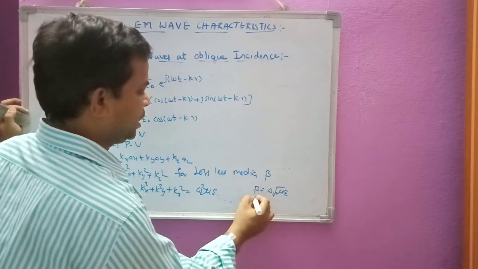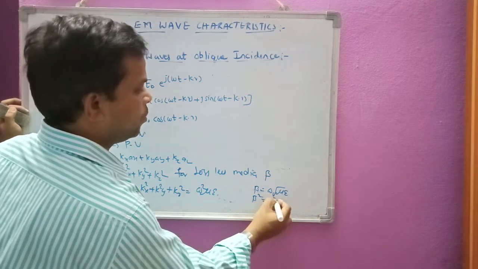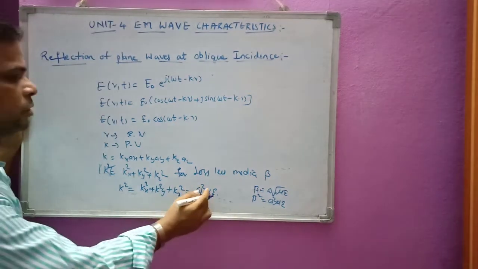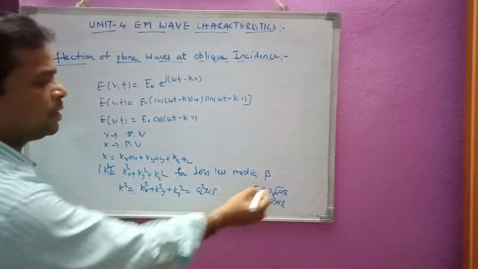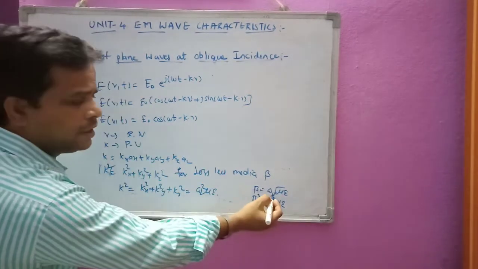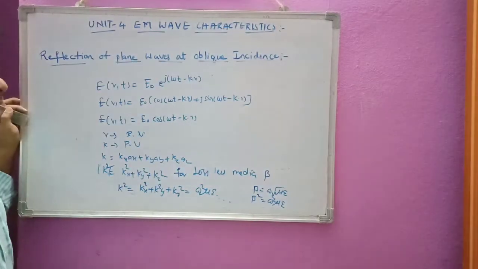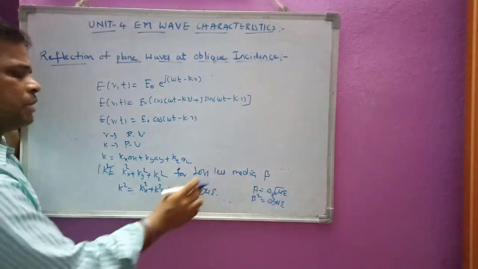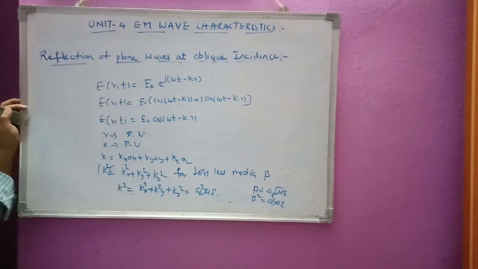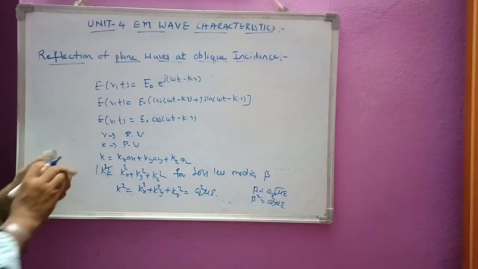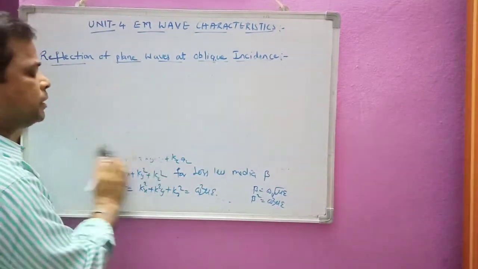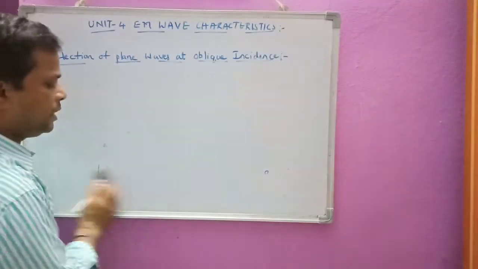If I take beta square here, that is equal to omega square mu epsilon, so k square is equal to this. For a lossless medium, beta is omega root mu epsilon, so if I take the square, k square and beta square are the same, like this.